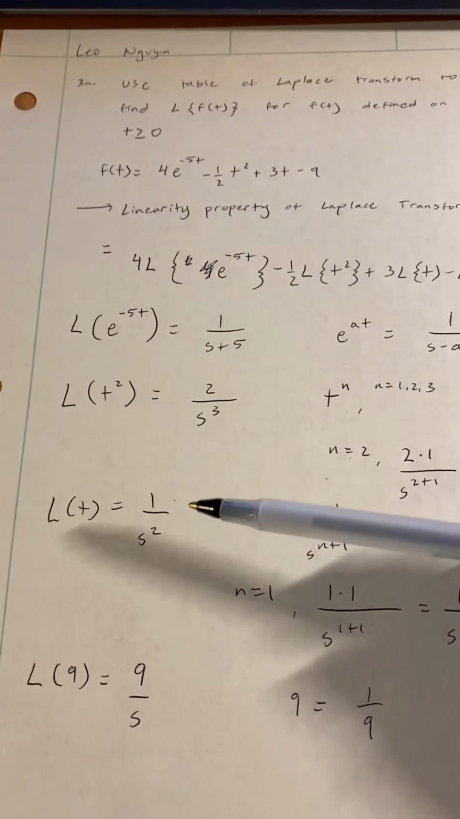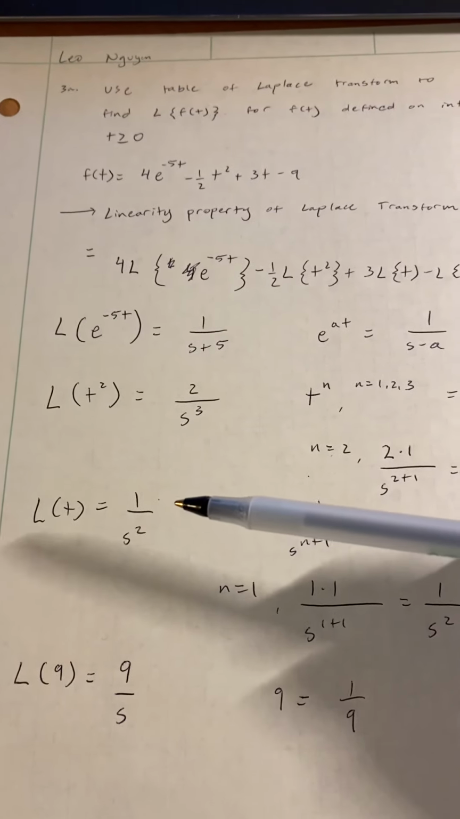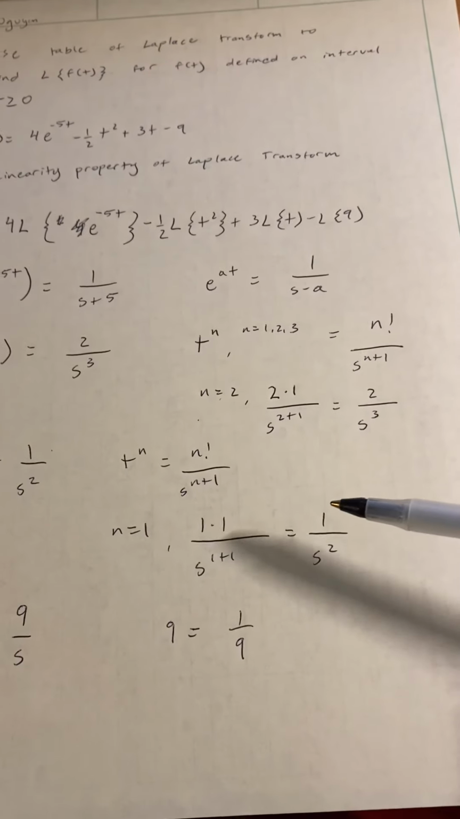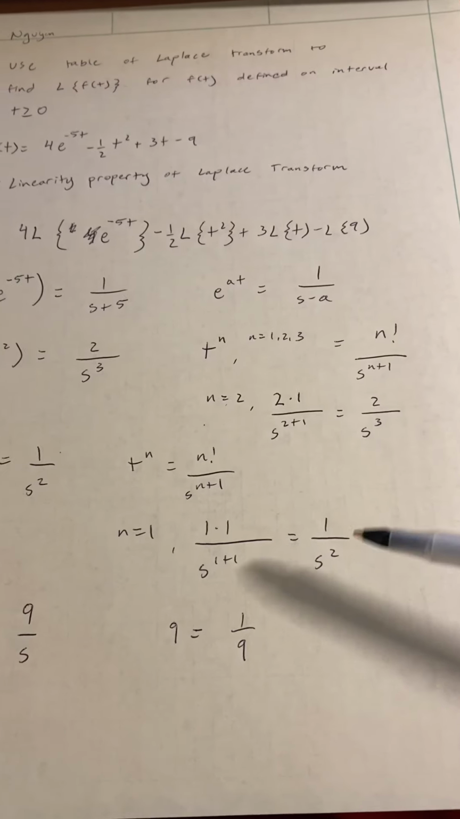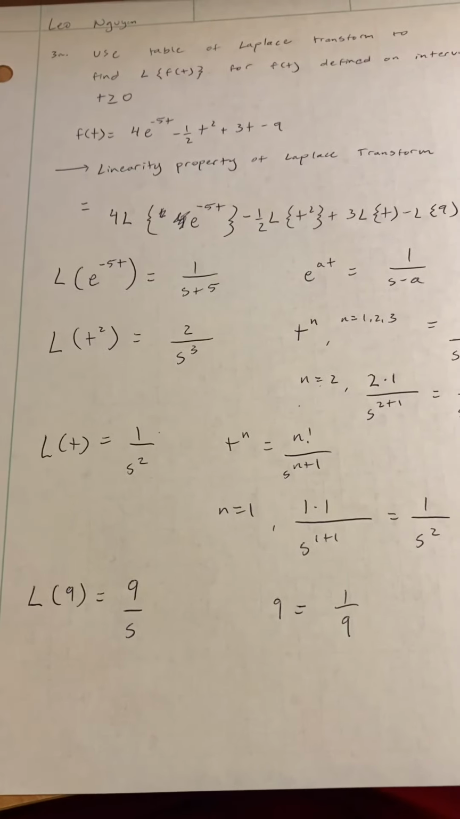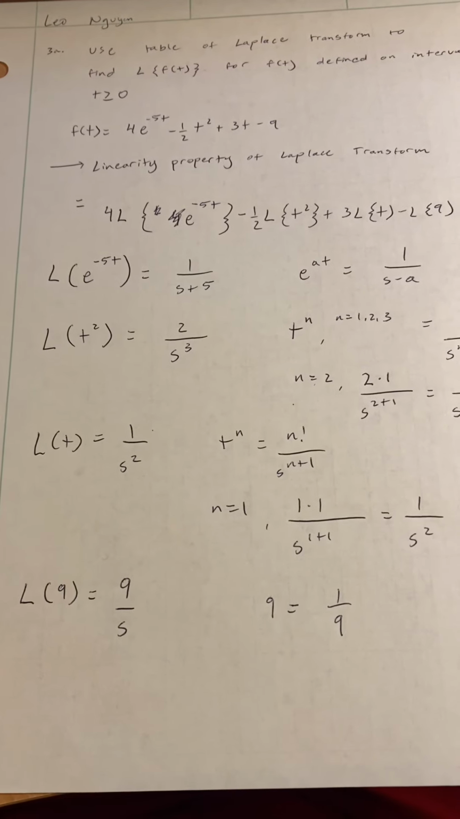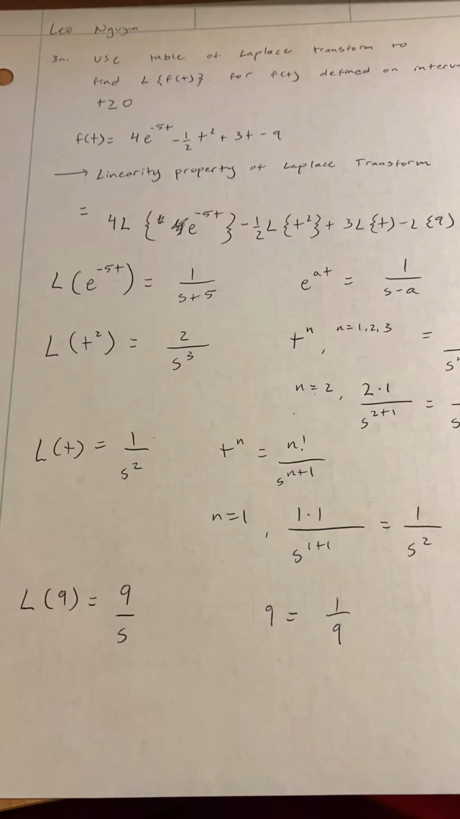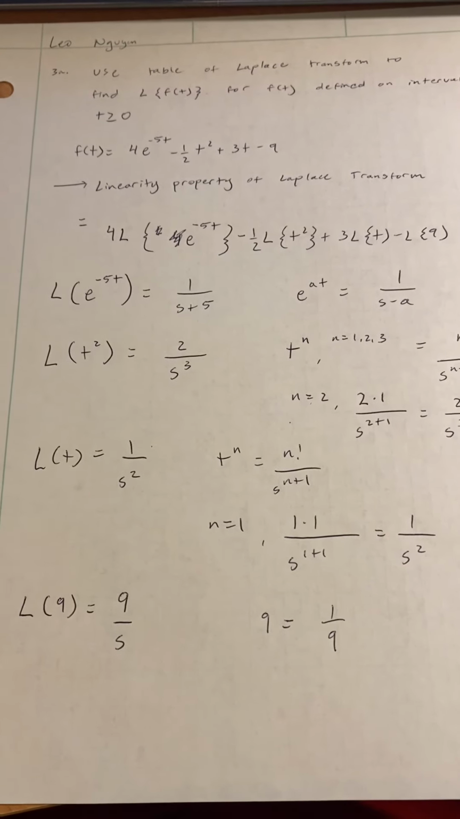Next part is the same thing, except in this case we have t. Our n is 1, so it's going to be pretty simple. It's going to be 1 over s squared. And the last one is just a number, L of 9, which is 1 over s, and in this case, it's going to be 9 over s.